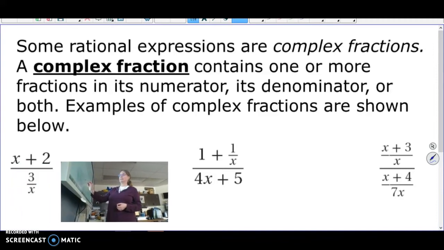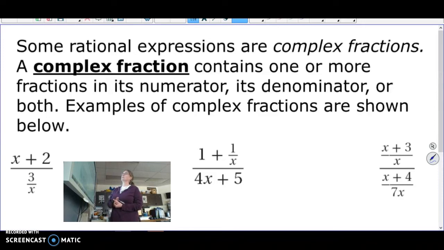Okay, this next little piece here, we're going to also be looking at how to take a complex fraction, which really means when you have a fraction within a fraction. You are going to simplify that.